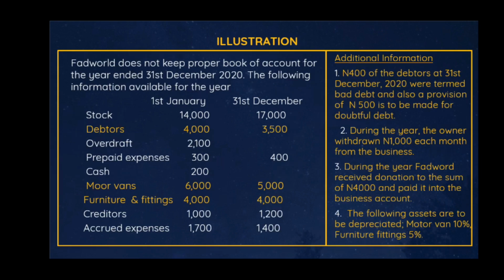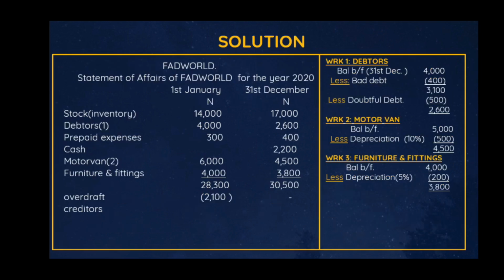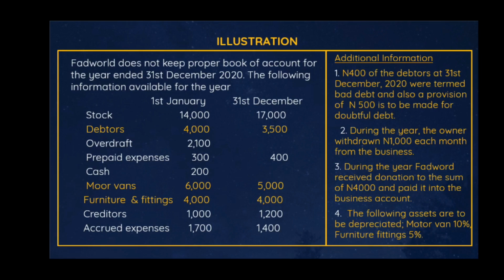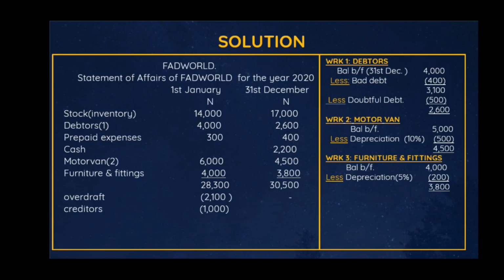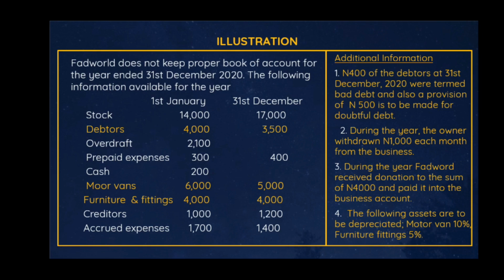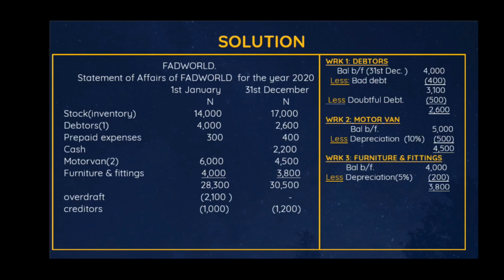Then the next liability, let's look at it. We have creditors. Creditors is 1,000 naira at the beginning of the year. So at the end of the year, the value of the creditors is how much? 1,200 naira. So at the beginning of the year we have 1,000 naira, and at the end of the year we have 1,200 naira.